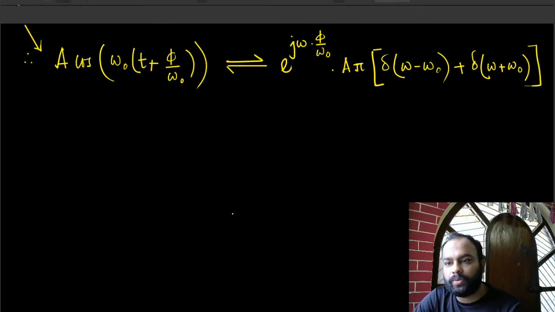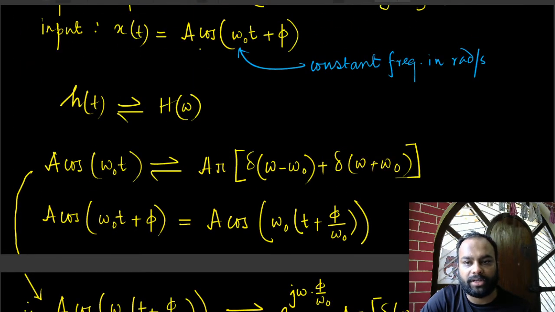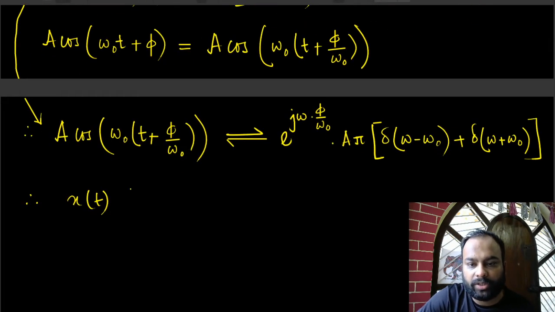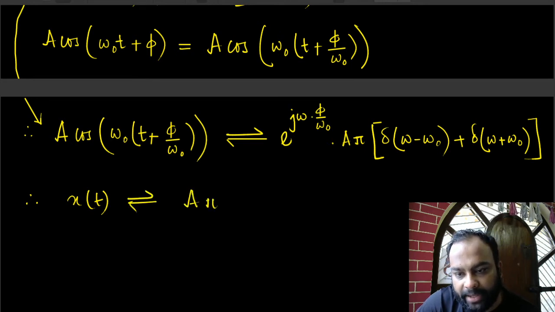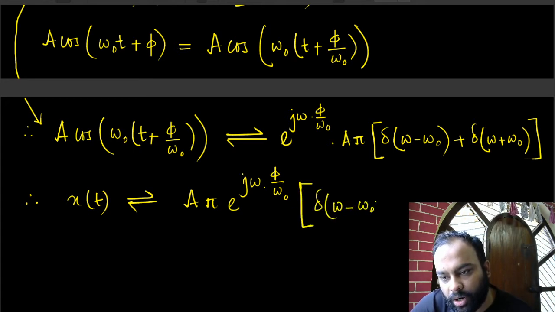Please let me know if this is correct. So for this particular signal x(t), the Fourier transform is a pi e to the power j omega phi by omega naught, times delta(omega minus omega naught) plus delta(omega plus omega naught).